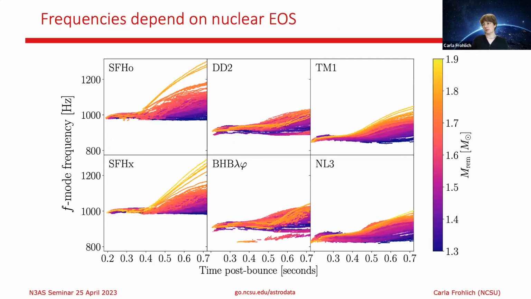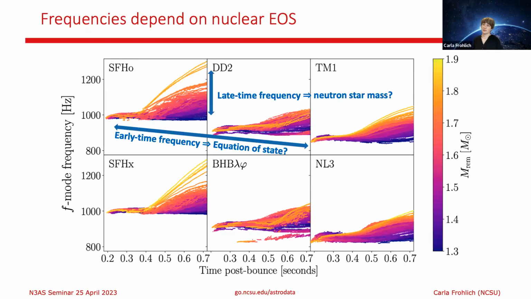So if we do that for 1,000 models, this is what it looks like. These are F mode frequencies as a function of post-bounce time organized by equation of state, and each line or each model is color-coded by the remnant mass of that simulation. And you can see some trends in these results.